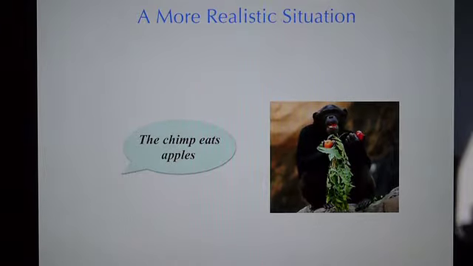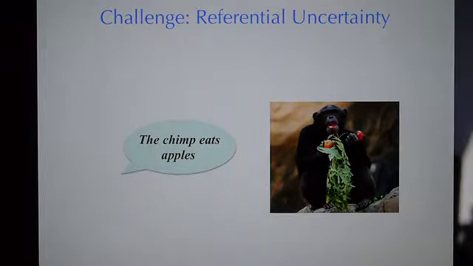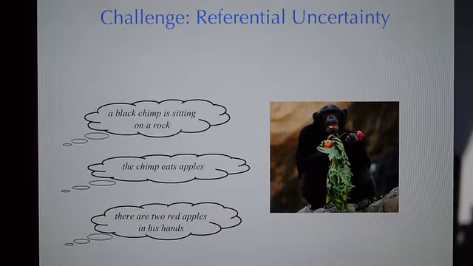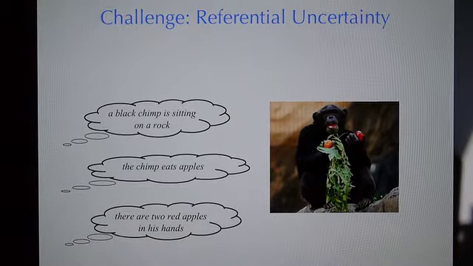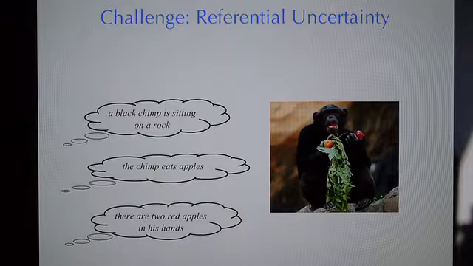Now, assume that you are the child and you don't know anything about the language. You don't know any words, you don't know anything about the structure of the sentence. So your first challenge would be to figure out which part of this complex scene the utterance actually refers to. It could mean a black chimp is sitting on a rock, the chimp eats apples, there are 2 red apples in his hands, or several other different messages.